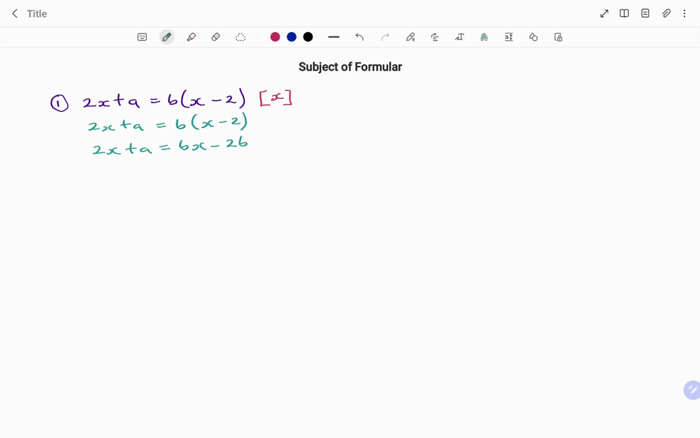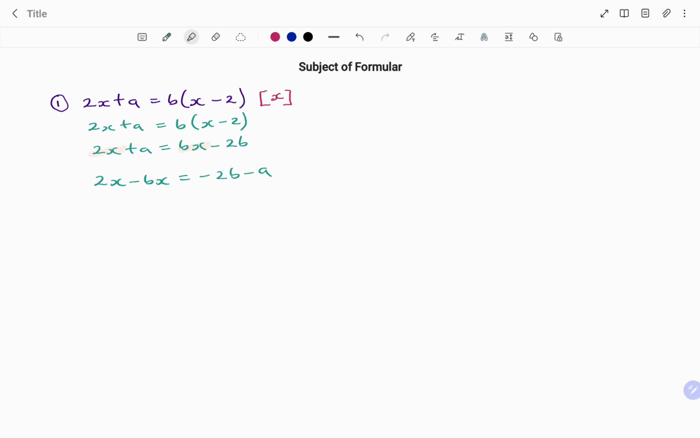Collecting all the terms with x, I have 2x minus bx. Bx positive on the right becomes minus on the left. That will be equals, I have minus 2b left, and then I'm going to move my a, it becomes minus a when it goes to the right hand side.